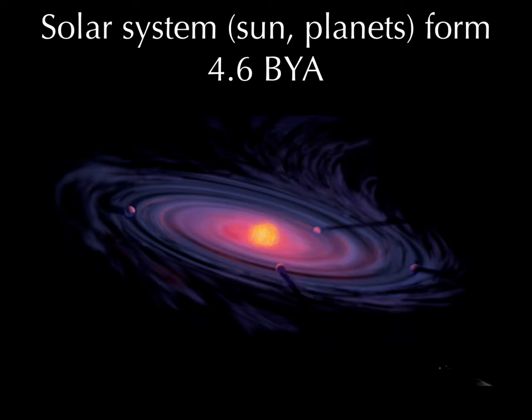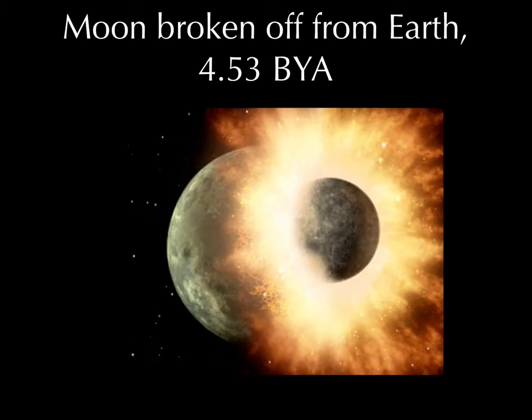It's good to know the dates, but I'm not going to ask whether it was 4.6 billion or 4.7 billion. We should know the order of magnitude, how old it is. The moon was broken off from the Earth about 4.53 billion years ago. So if life could evolve then, well, having your entire crust vaporized is not good for life.